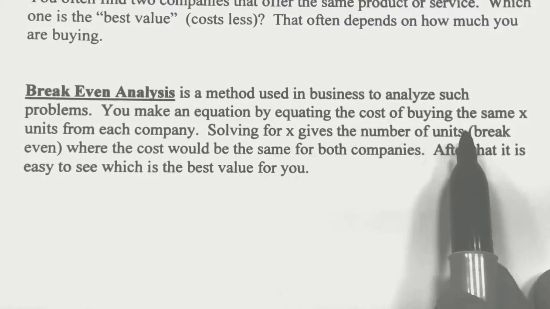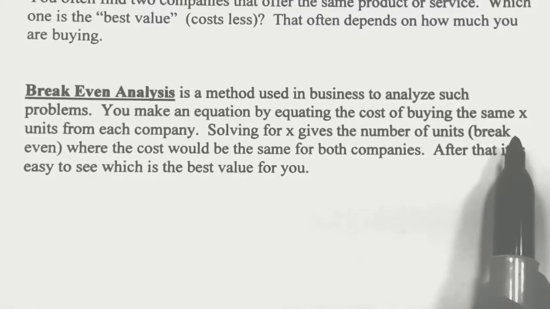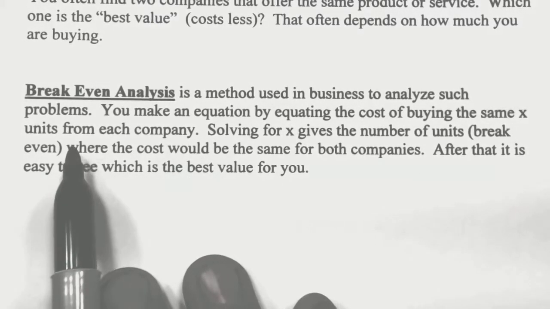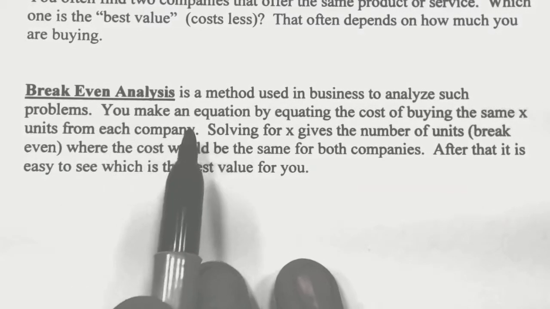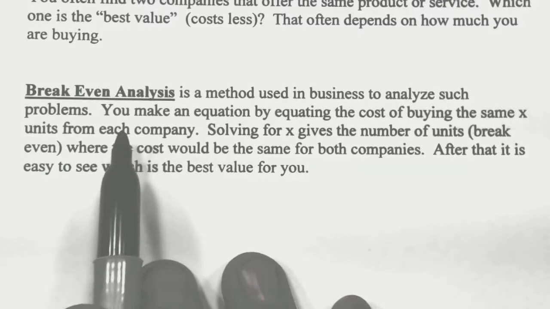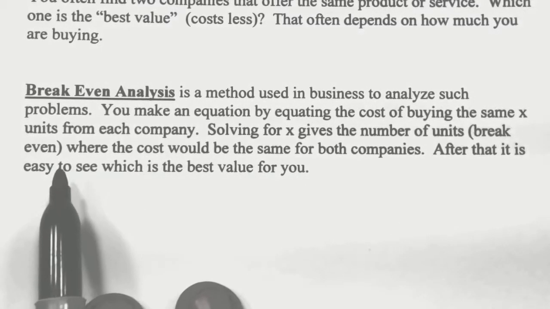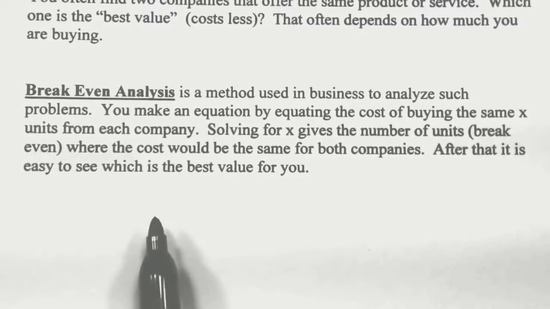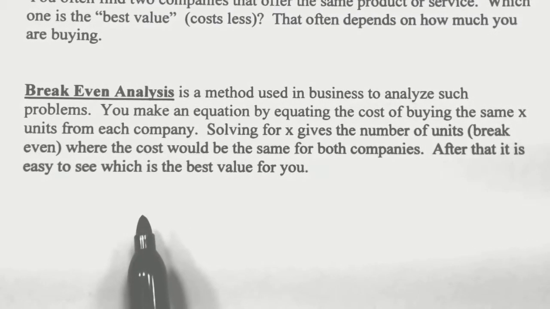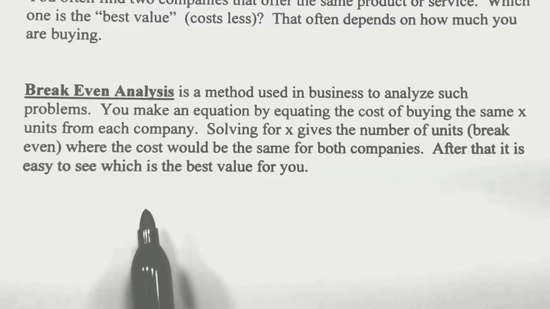We're going to make an equation by equating the cost of buying the same X units, whatever it is that the company is providing, from each of the two companies and equate them. And that'll give us the amount where the cost is going to be exactly the same, what is known as the break-even. That's where this analysis gets its name, break-even analysis. And then after that, we'll show you how it's easy to be able to tell which one is the best way for you to go depending on how much of that product or service you're going to be buying.